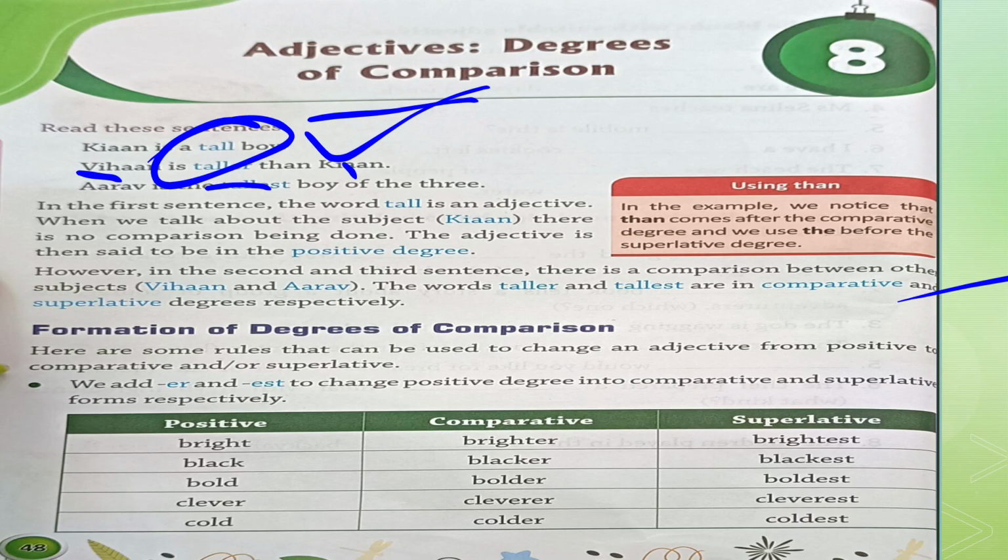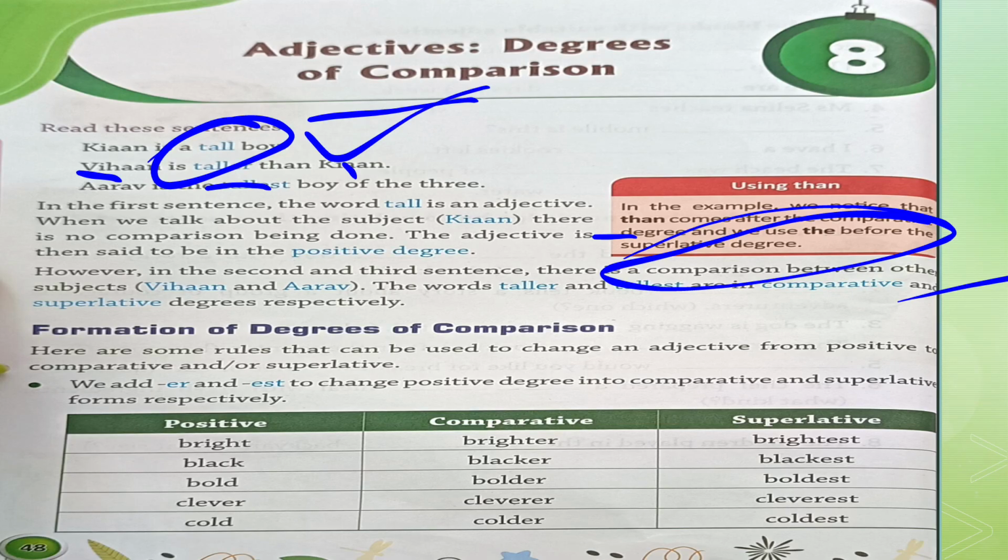Superlative degree. In the examples, we notice that than comes after the comparative degree. When you are making a comparison, we use than. And the is used before the superlative degree. By this, you can easily identify where to use the comparative degree and the superlative degree.